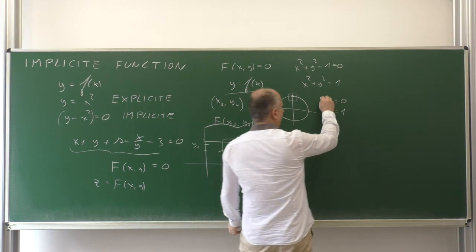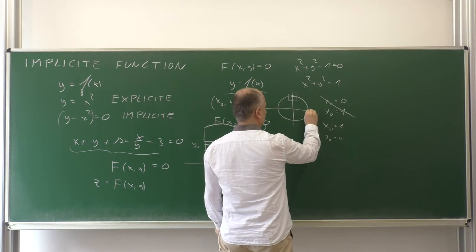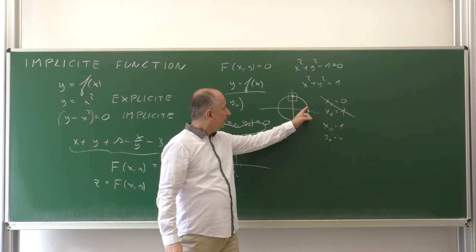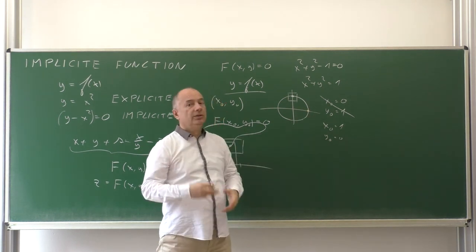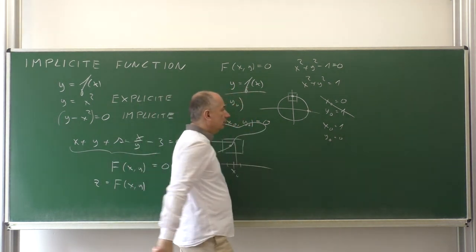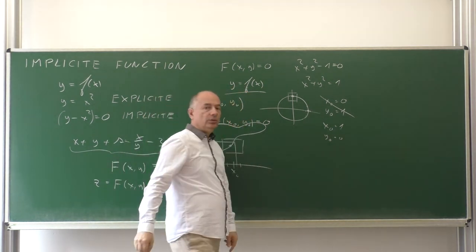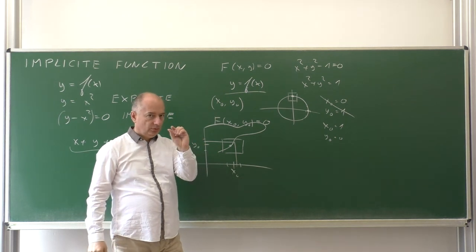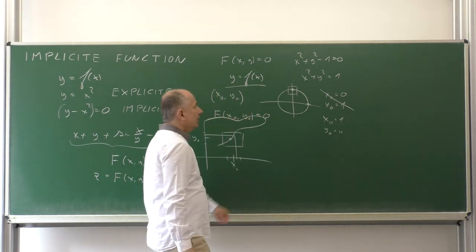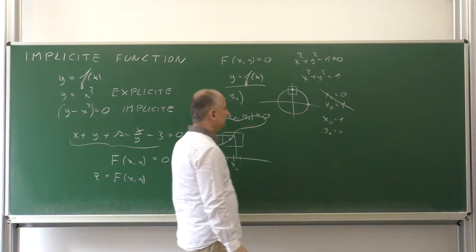However, if we consider the point x0 is 1 and y0 is 0, then it is not possible to consider a small piece of this curve and to look at this as a graph of a function. Because to the right of x0, no solution, and to the left, we have two solutions. In any neighborhood, small as you wish. So this is not a good point, or this equation does not define an implicit function near this point.